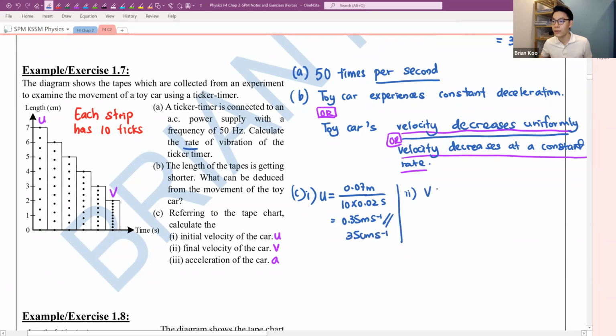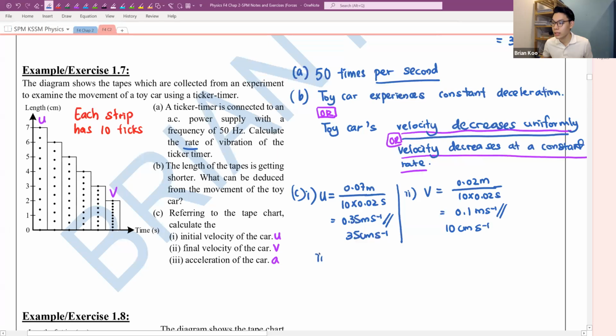Okay, part 2, final velocity. Thank you, Jason. Thank you, Teresa. Both correct. 0.1 meter per second or 10 cm per second. Okay, both also can. Last one.